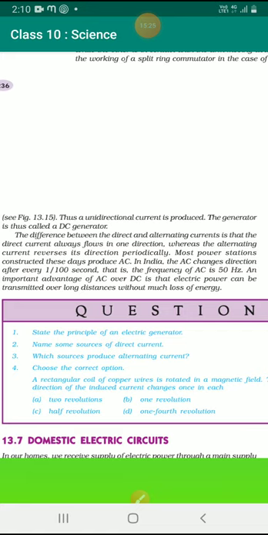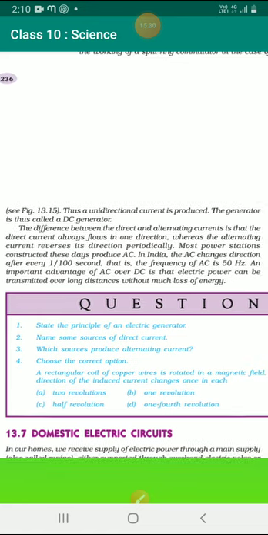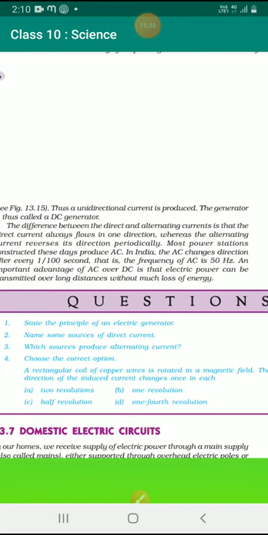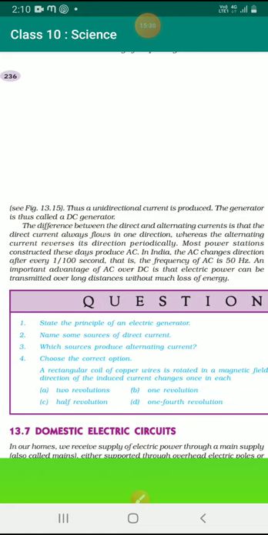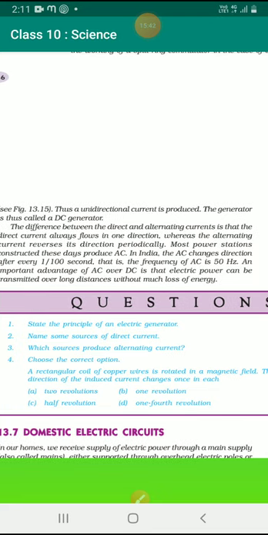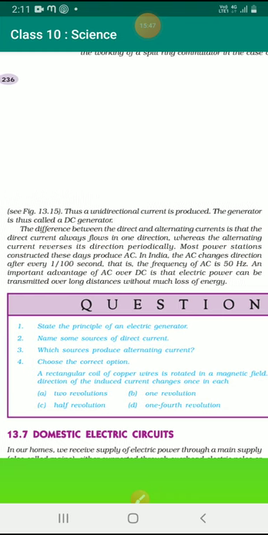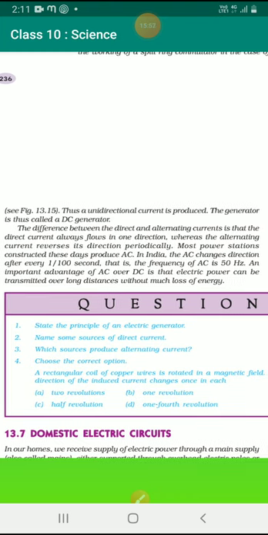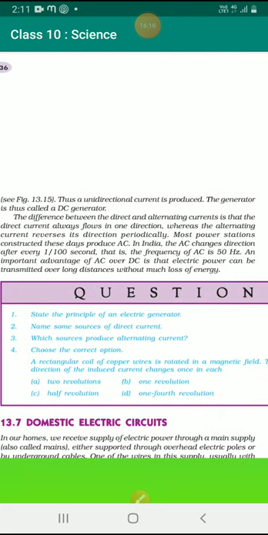The difference between direct and alternating current is that direct current always flows in one direction, as I just discussed, but alternating current flows in both directions, correct? Most power stations constructed these days produce AC. In India, the AC changes direction after every 1 by 100 seconds, that is, the frequency of AC is 50 hertz. You might have observed that on devices like a mixie, washing machine, iron box, the rating below says 50 hertz. You can also see this 50 hertz on a television.